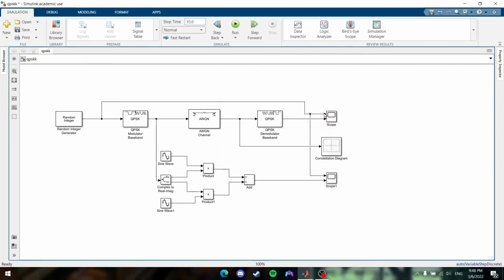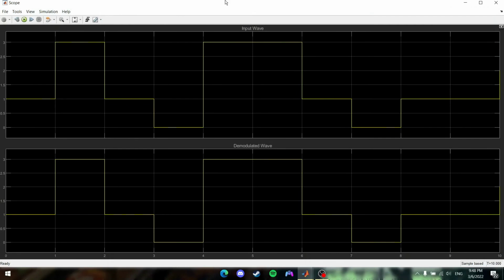Okay, now we need to see the signals generated for the input and output. Here is the input signal, and below here is the demodulated wave. We can clearly see that both waves are identical. It means that our QPSK modulation and demodulation is working fine.